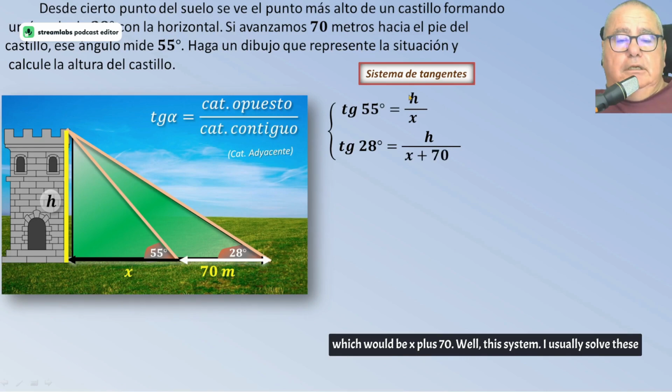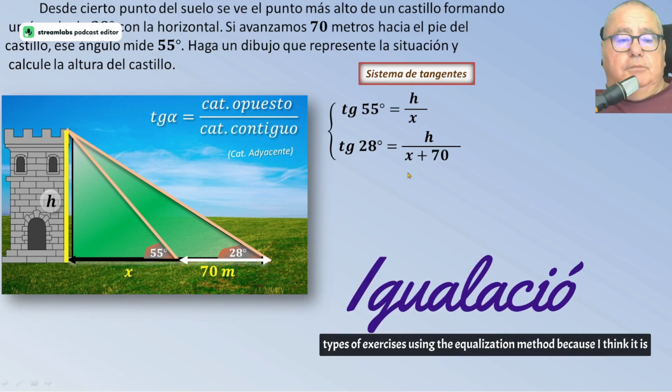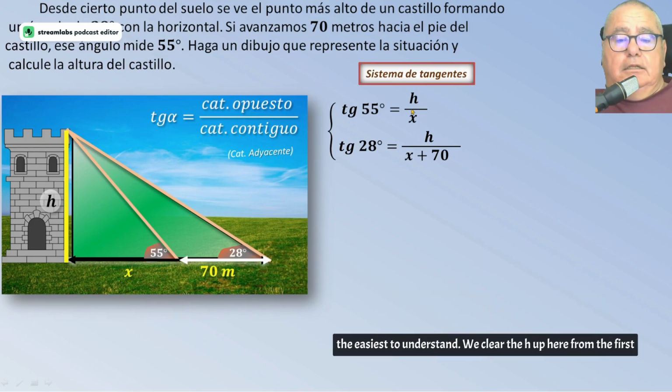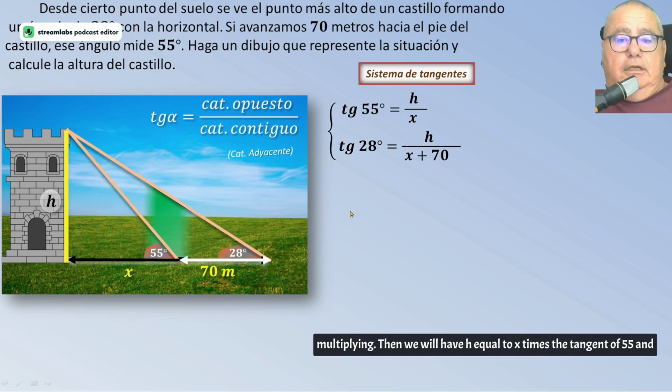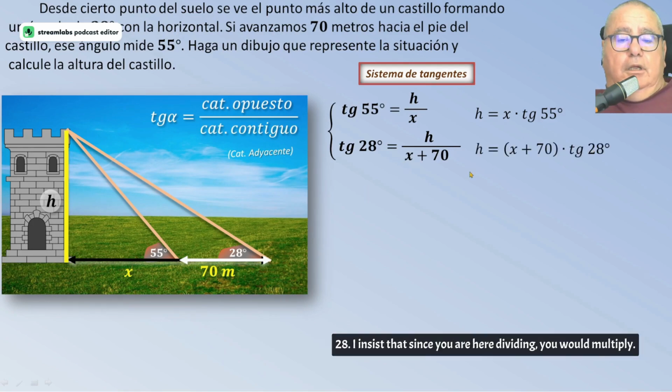Well, this system. I usually solve these types of exercises using the equalization method because I think it is the easiest to understand. We clear the h from the first equation, and since this x is dividing, it passes to the other side by multiplying. Then we will have h equal to x times the tangent of 55, and here the same thing, h equal to x plus 70 times the tangent of 28. I insist that since it is dividing, it passes multiplying. Well, once we have that, we can do it by equalization. What we are going to do is equalize both expressions: x times tangent of 55 equals x plus 70 times tangent of 28.